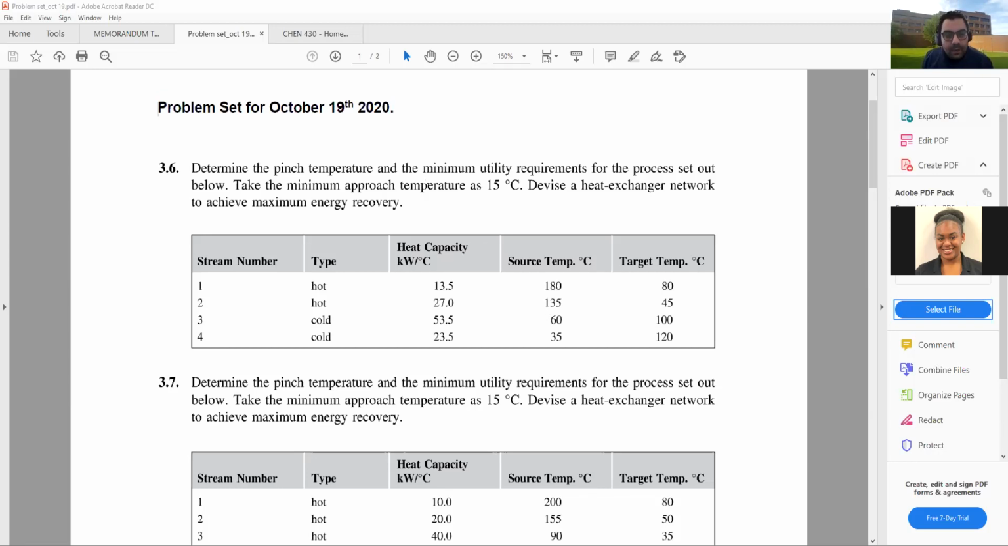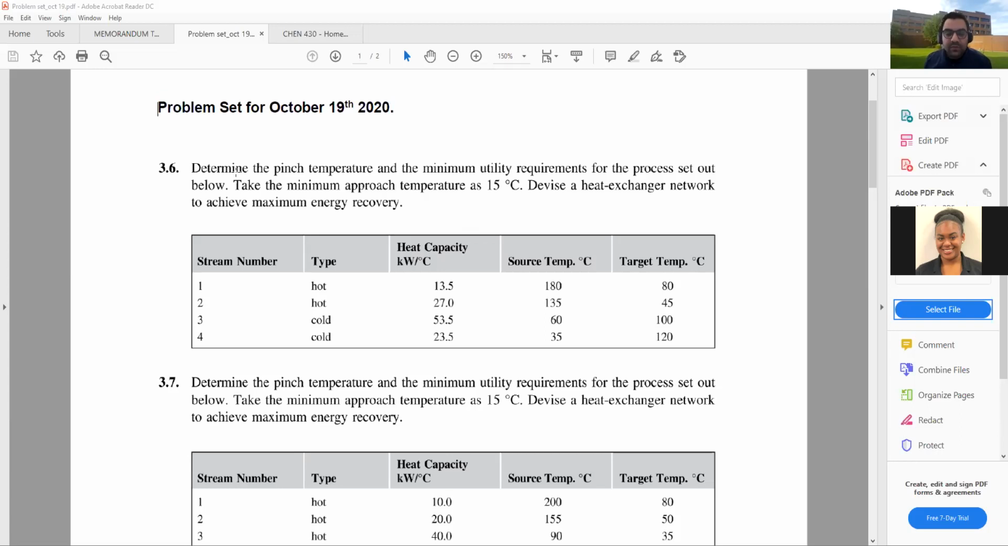Okay. So in these types of problems, you're usually given a table. This table has a bunch of stream information. You have your hot streams, you have your cold streams. And also, if you have any questions at any time, just unmute yourself and shout. Okay, so you have two hot streams and two cold streams. You're given the heat capacity flow rate, which is usually in kilowatt per temperature, and then you're given a source temperature and a target temperature. This is the information you're given.